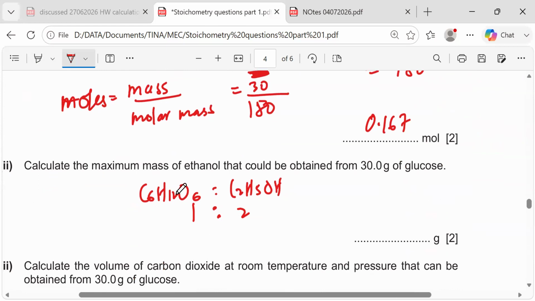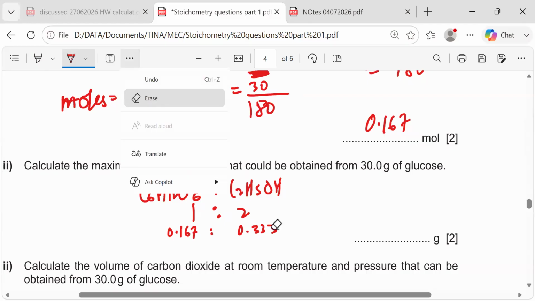The ratio is 1 to 2. So if this one is 0.167, this one is double or half? Double. So you get 0.33. Okay. No, you cannot just press calculator magic like that. You have to put 0.167 times 2, 0.334.